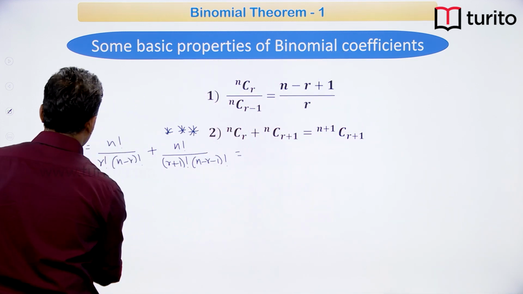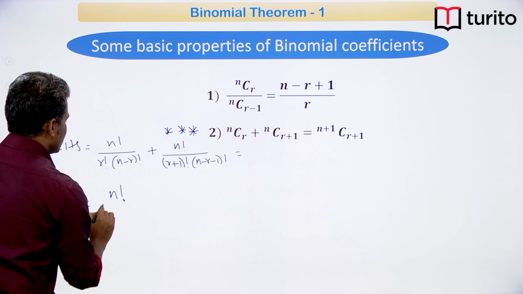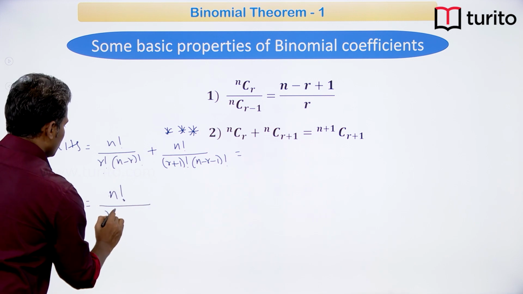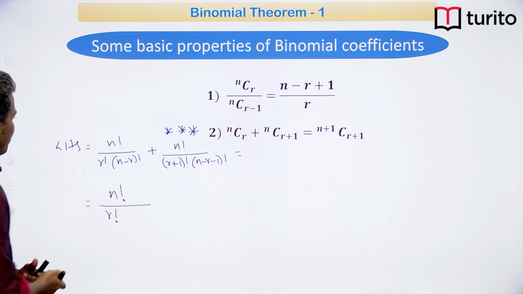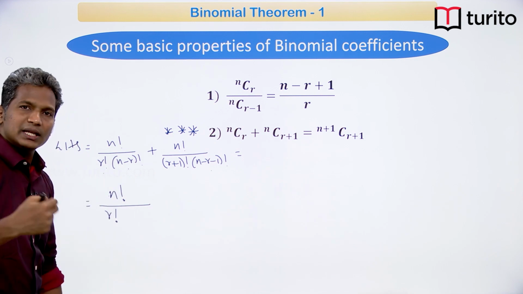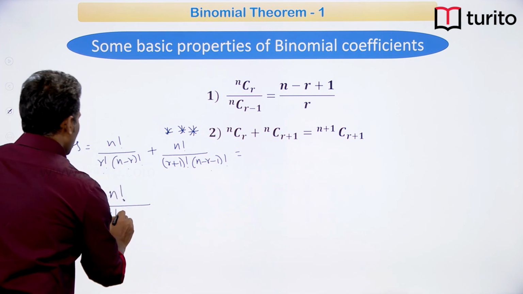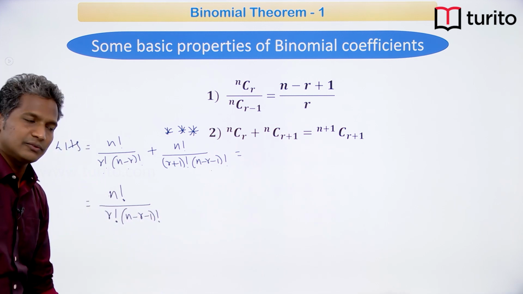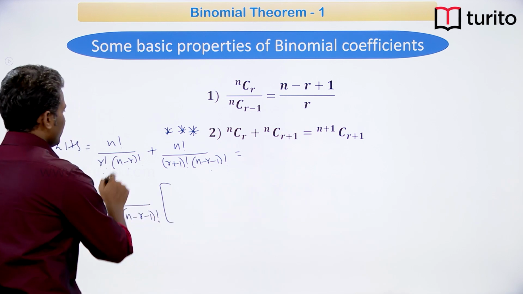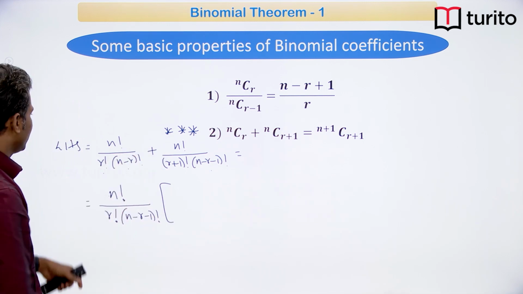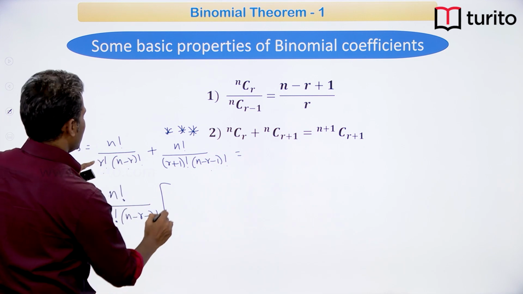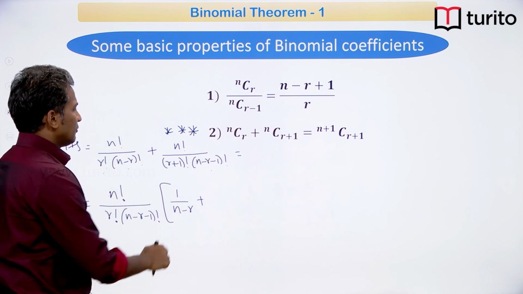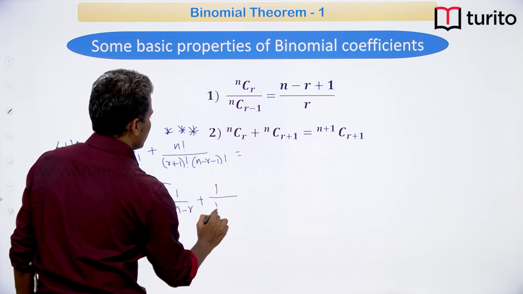So for example here we can write it as n factorial is taken common, and out of these two, r factorial is smaller, so r factorial is taken common, and out of n minus r factorial and n minus r minus 1 factorial, n minus r minus 1 factorial is smaller, so we take that common. Now if we check what terms remain, from the first term what remains is 1 by n minus r, and from the second term what remains is 1 by r plus 1.